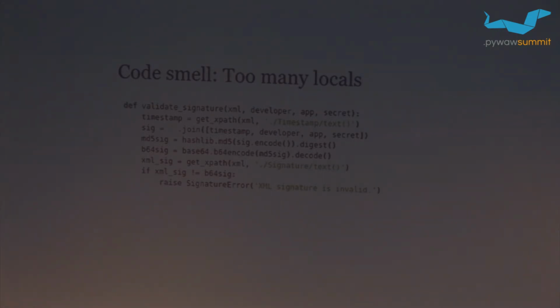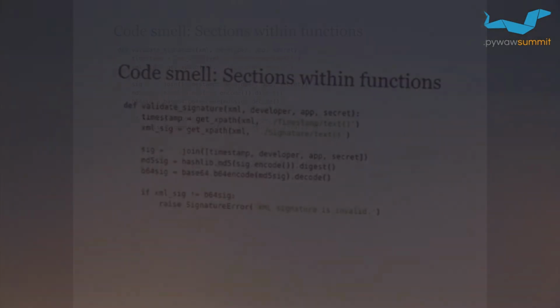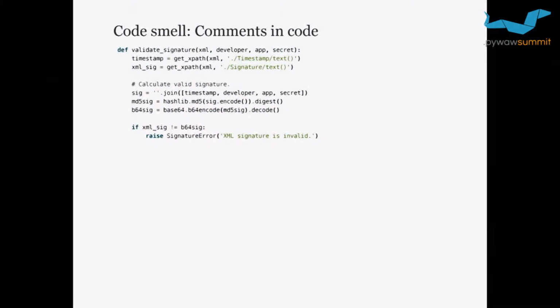So let's count the local variables. We have 1, 2, 3, 4, 5 local variables. Let's try to make this function a little bit more readable. First, I'd split the code into different logical sections and put a blank line between each of these blocks. So now I can see that in the first block, I just get some data from the XML, and then I do something else. I don't know yet what, but that's for sure another step. But that's a code smell, sections within functions. If we have one function and we need to split it into different sections, then probably that's something wrong.